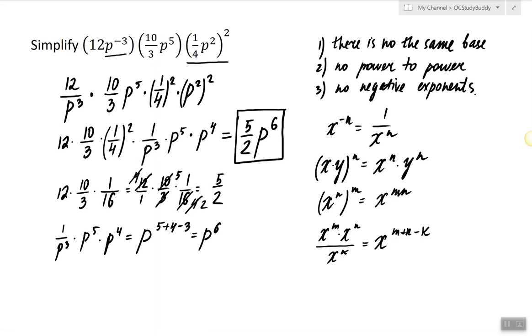Now, there could be an alternative way of simplifying the expression, but there's only one simplest form. So no matter how you approach this problem, the answer will be 5/2 times p to the power 6.